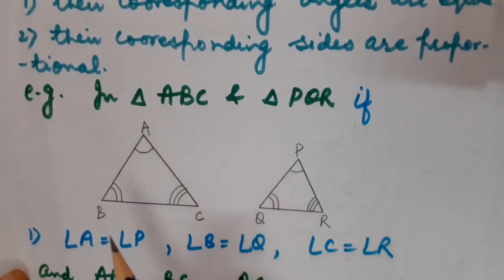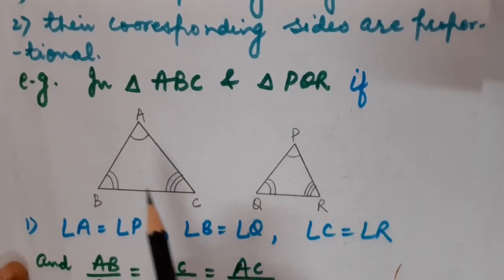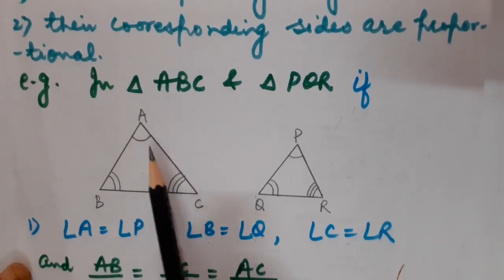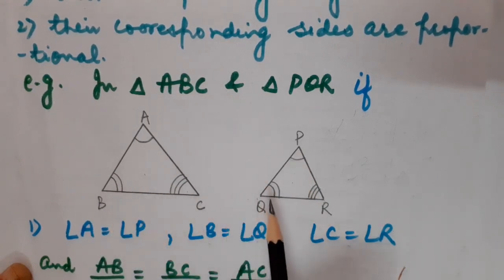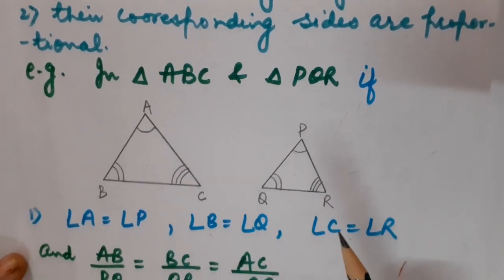Fine. So according to the concept of similarity, if both the conditions are satisfied, like what is condition number 1, that corresponding angles must be equal. So angle A is in the correspondence with angle P, angle B is in the correspondence with angle Q, and angle C is in the correspondence with angle R. These three corresponding angles must be equal.